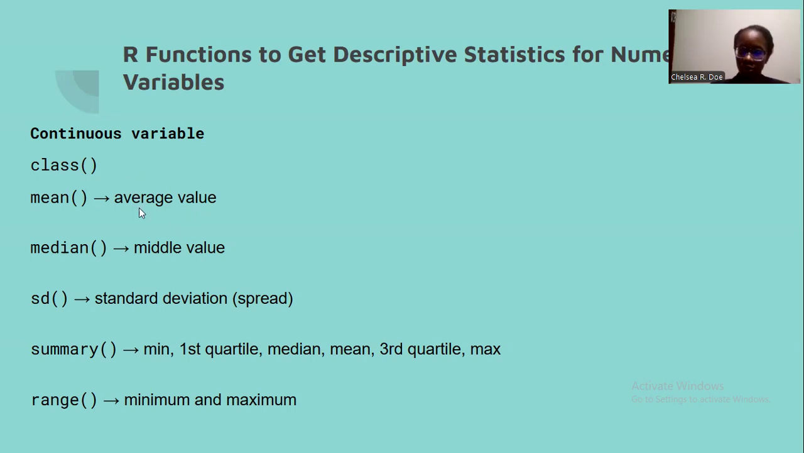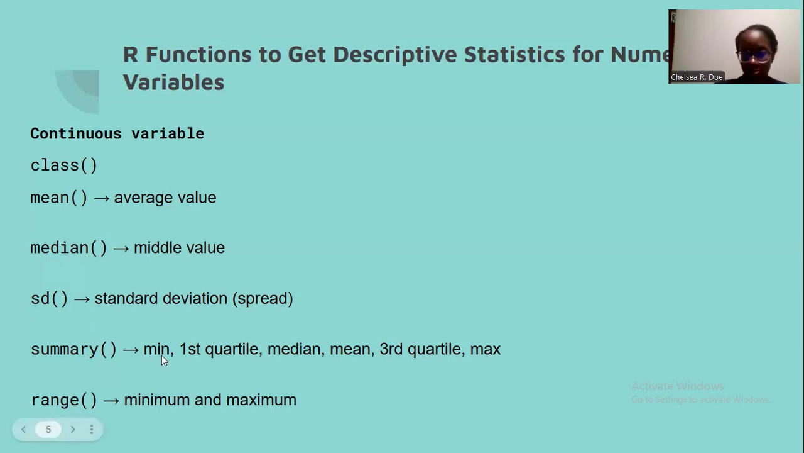Because we are dealing with numeric values, we could use the mean function. For example, if we are dealing with the age variable and you want to know the average age of students enrolled in the biostatistics class, we use the mean to get the average value. We will also get the median, the standard deviation, and the summary. The standard deviation will give you the spread of the data, and the summary function gives you a quick overview of all of the metrics for the continuous variable.